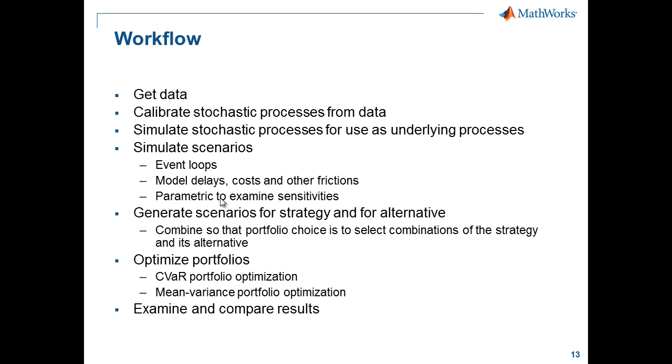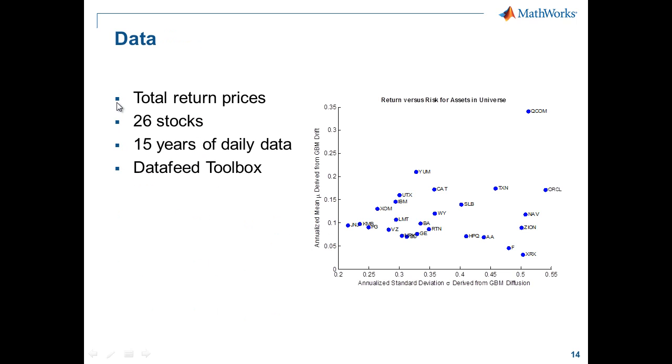We then generate scenarios for both the strategy and its alternative, and by combining them, we then pass them into our portfolio optimization tools. And we're actually going to use both CVaR portfolio optimization, which is conditional value-at-risk optimization, and mean-variance optimization. And then we'll examine and compare the results. So the data are essentially data for 26 stocks with 15 years of daily data that I downloaded using the data feed toolbox. And I actually formed total return prices. And you can see here the distribution of risk to return and the symbols for these 26 stocks.